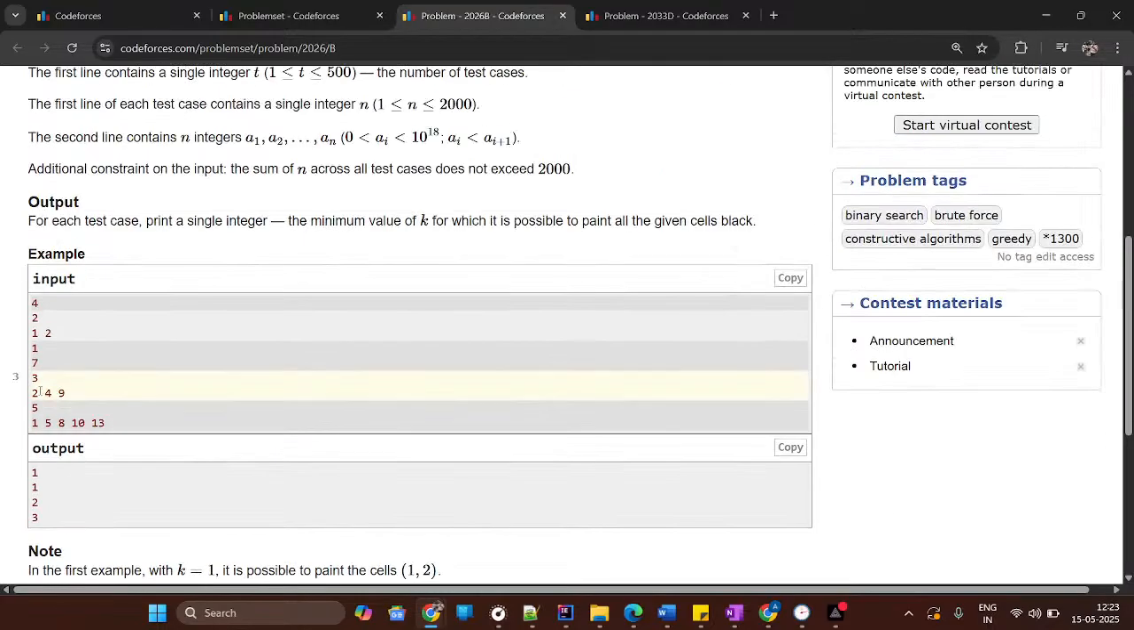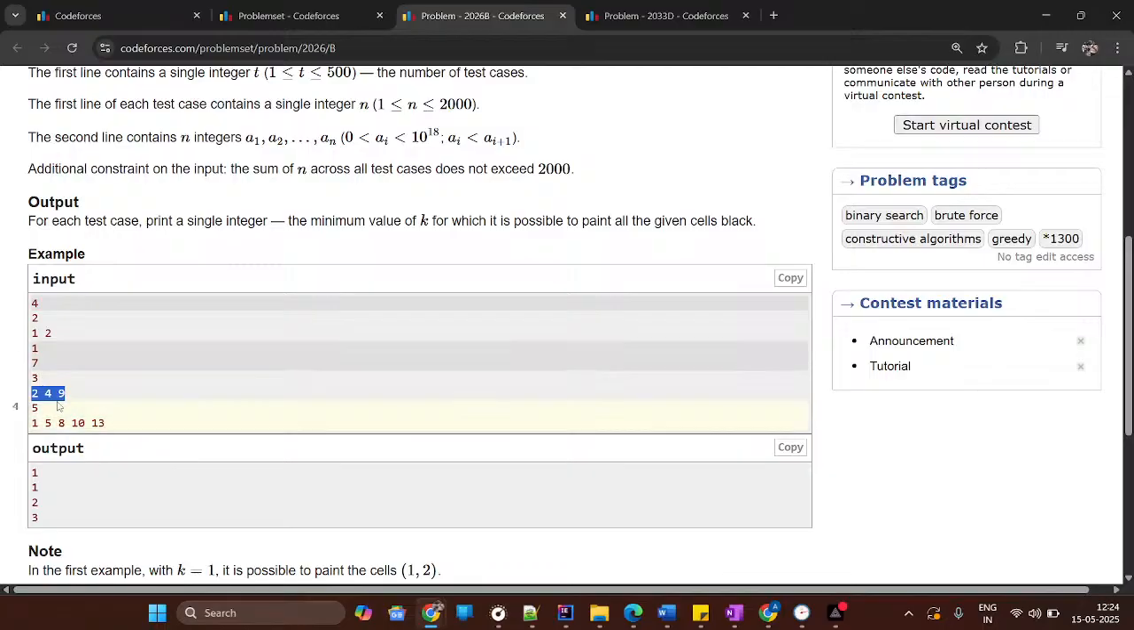Okay, let's see the answer for this. 3, 2, 4, 9. So we can paint 4 cells. We cannot paint 3 cells. So we want to paint 4 cells. So 2, 4, and 9 I have to paint. I can paint something more. So 2, 4 the gap is 2 and 4, 9 the gap is 5. Why don't I paint 7 and then 7, 9 the gap is 2 and then 4, 7 the gap is 3. So maximum with 3.